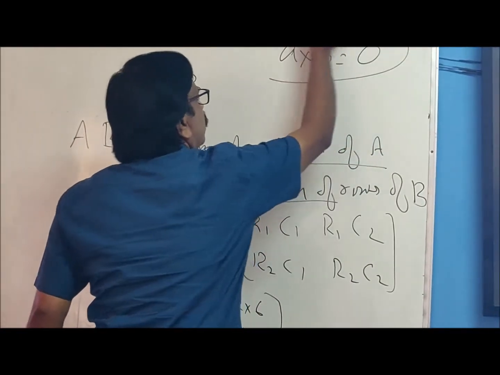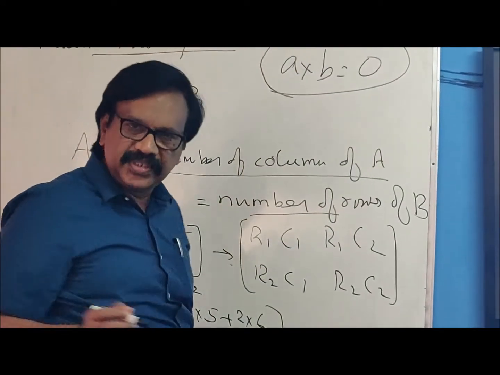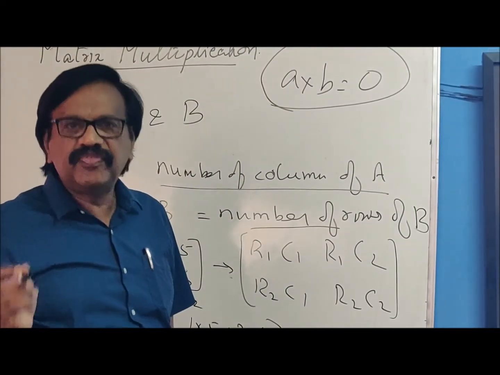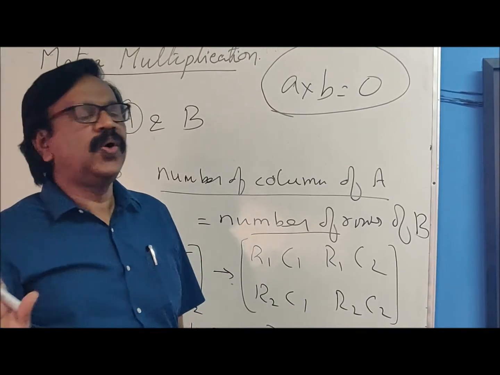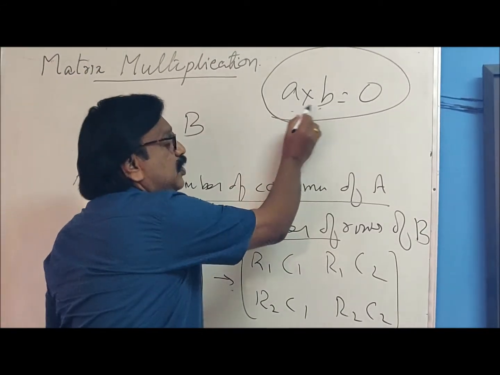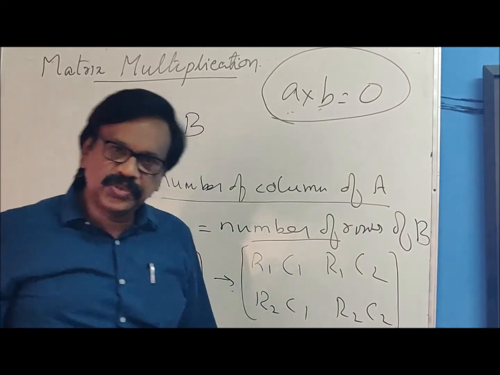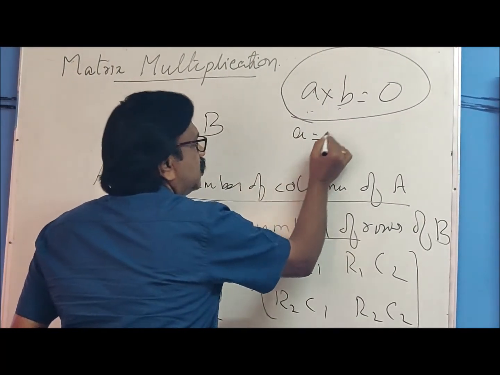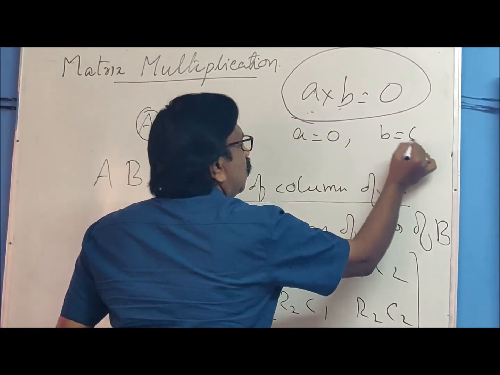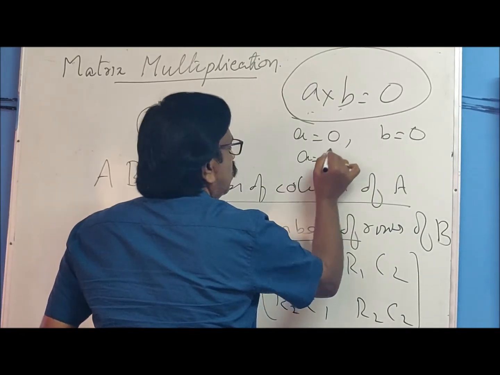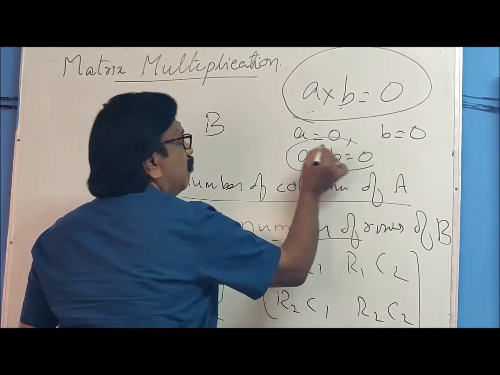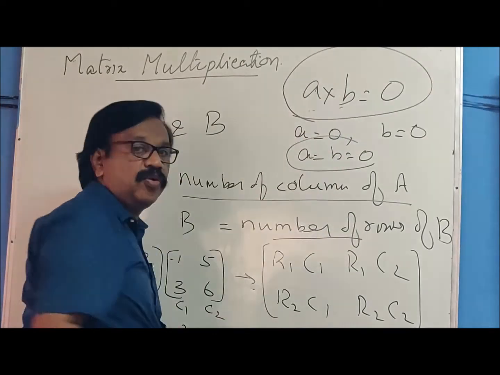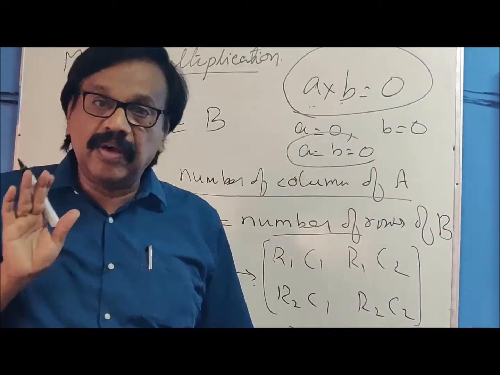Suppose A into B equal to 0, where A and B are real numbers. Then what happens? If the product of two numbers is 0, at least one of them must be 0. Both can also be 0, but if AB equals 0, then either A equals 0 or B equals 0 or both are 0. That also can happen. But without this, that product cannot be 0. They will never be equal.